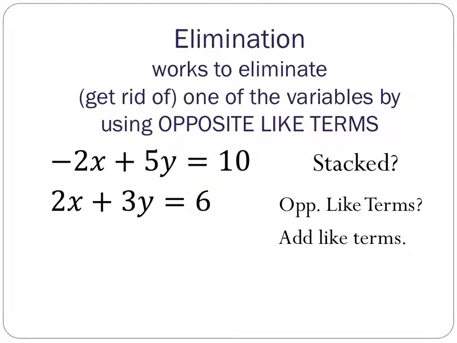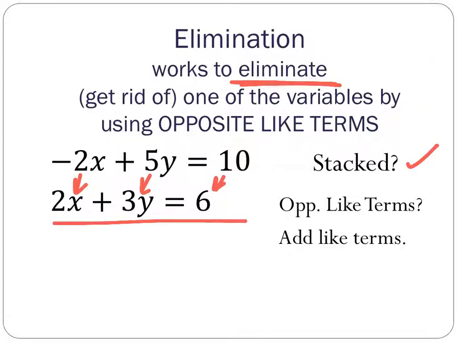So elimination works to eliminate or get rid of one of the variables for a moment by using opposite like terms. So first thing we want to check, are they stacked? My x's are real close to my x's, my y's are real close to my y's, my numbers are real close to my numbers. Mine aren't perfectly stacked, but you know, I'm making the video. It's not perfect. But you'll notice that here, the negative 2 in front of the x and the positive 2 in front of the x are opposites. And the x and the x are the same variable and the same exponent.